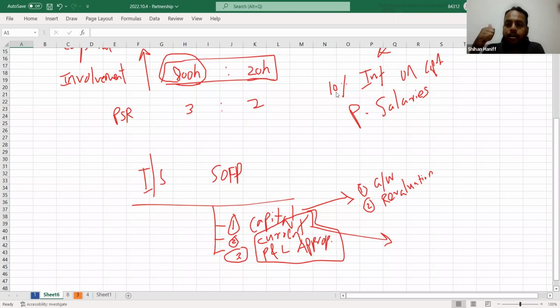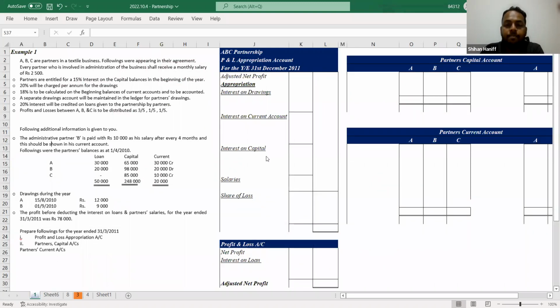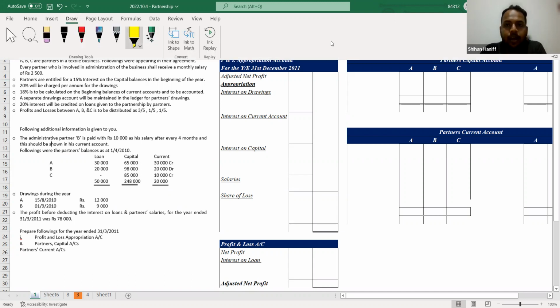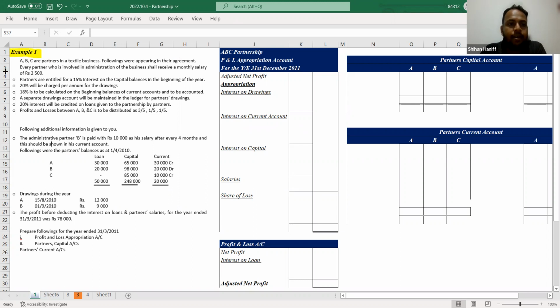Okay, so first thing, number one, the accounts and the profit distribution. And third point here is in our questions, you will get a new admission or a retirement of a partner, right? So based on that, we have to do the questions. Okay, so we'll start with an example. Example one. And after that, we'll do the past papers. Example one.